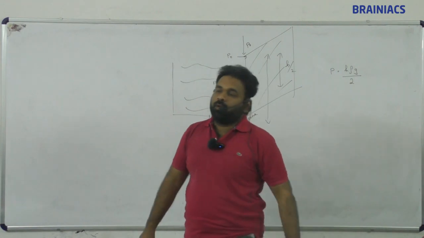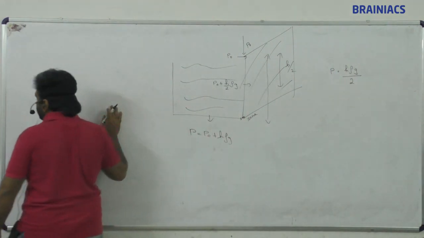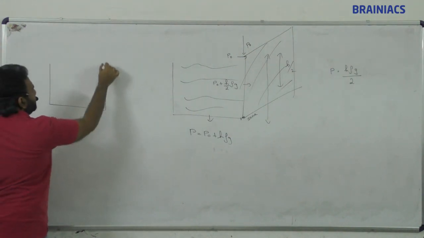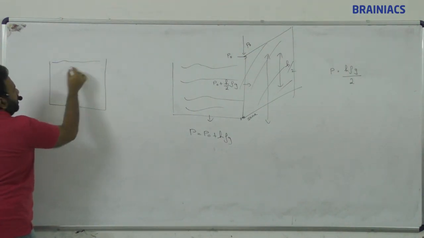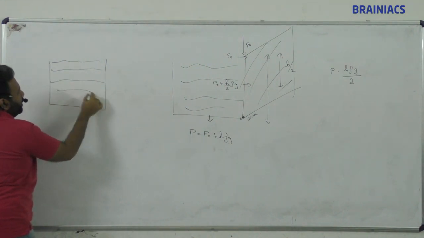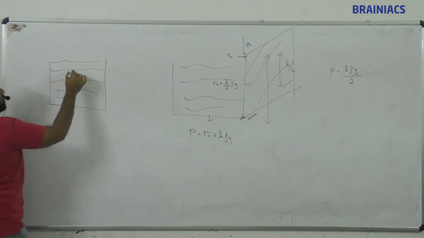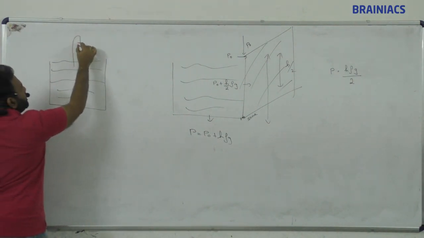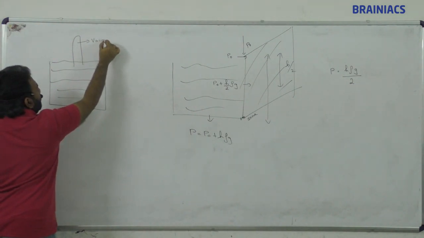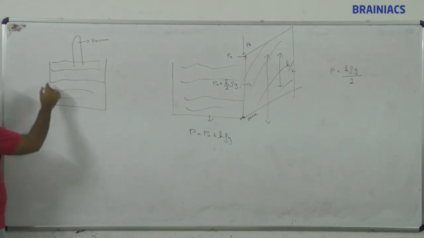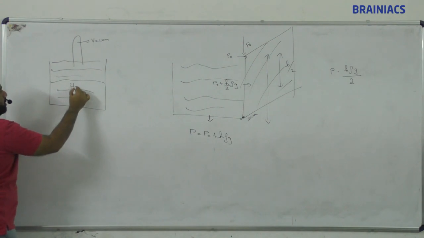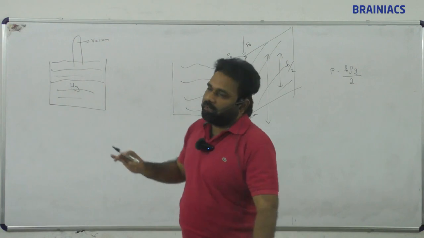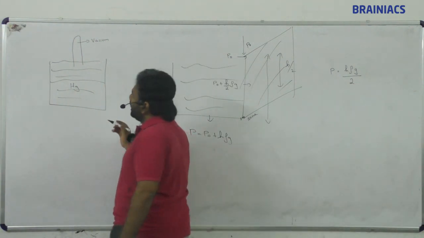So we have discussed the barometer. We were discussing the barometer. What was the barometer? Here mercury will be there, mercury and a tube. If you keep a vacuum tube, this is vacuum. So if this is Hg, or water or alcohol, whatever fluid we keep here, what will happen?